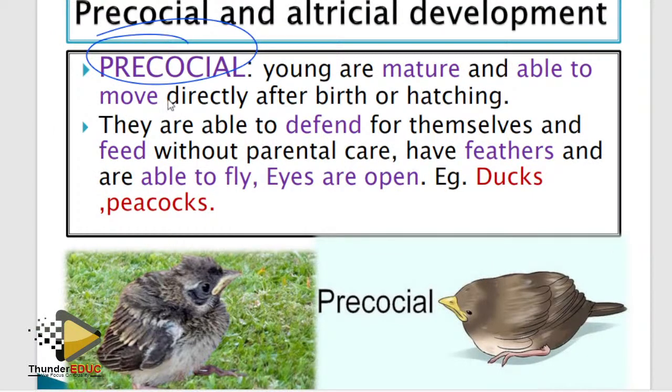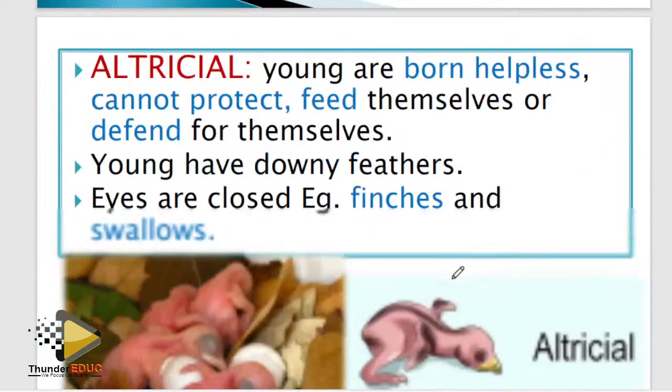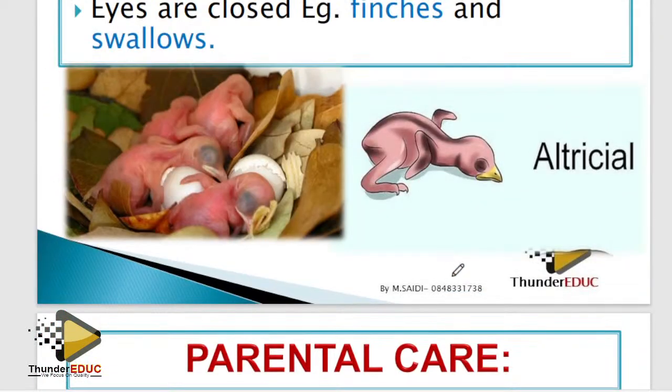I said that pre means prepared. Precocial: born prepared. Eyes are open, you can see, you have down feathers, you see everything. Then altricial: all depends on the parent. Those are the techniques you can use to remember this so that you score a distinction.